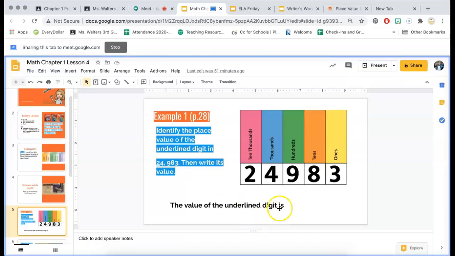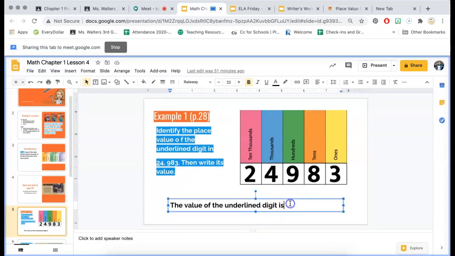I'm going to go ahead and write that in there. The value of the underlined digit is 20,000. And that is how you write 20,000. Put 20, comma, 0, 0, 0, 20,000.